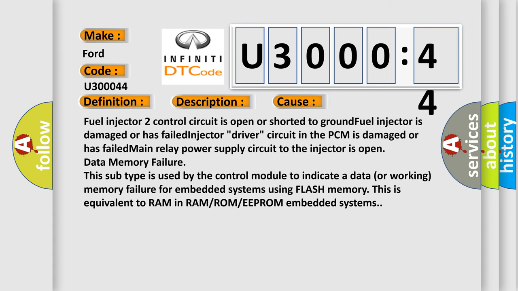Fuel injector 2 control circuit is open or shorted to ground. Fuel injector is damaged or has failed. Injector driver circuit in the PCM is damaged or has failed. Main relay power supply circuit to the injector is open. Data memory failure. This subtype is used by the control module to indicate a data or working memory failure for embedded systems using flash memory. This is equivalent to RAM, ROM or EEPROM in embedded systems.